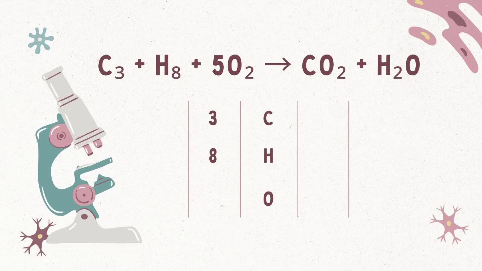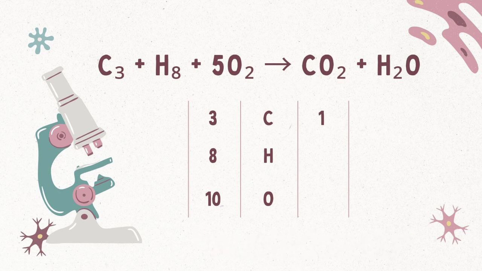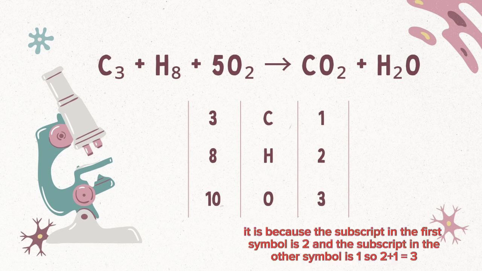So what we're going to do next is multiply the value of its subscript and its coefficient, which is 5 times 2 is equal to 10. So the value of our oxygen on the reactant is now 10. Let's proceed by getting the value of the symbols in the product. So we have here the carbon and the value of its subscript is 1. Next is the hydrogen and the value of its subscript is 2. And lastly, oxygen, and the value in subscript is 3.